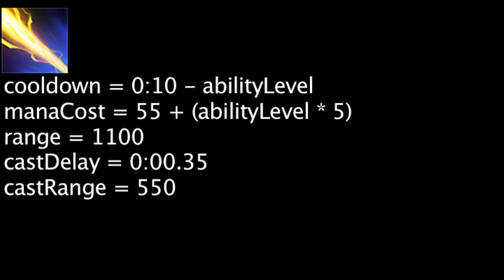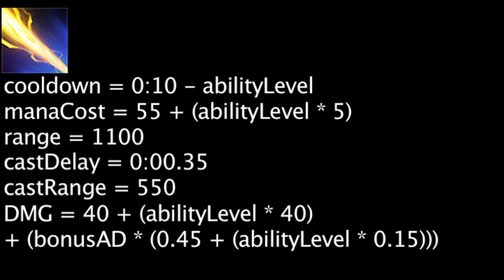The damage dealt will be equal to 40 plus the ability's current level times 40 plus Lucian's bonus attack damage times 0.45 plus the ability's current level times 0.15. The damage dealt to minions will be multiplied by 0.75.